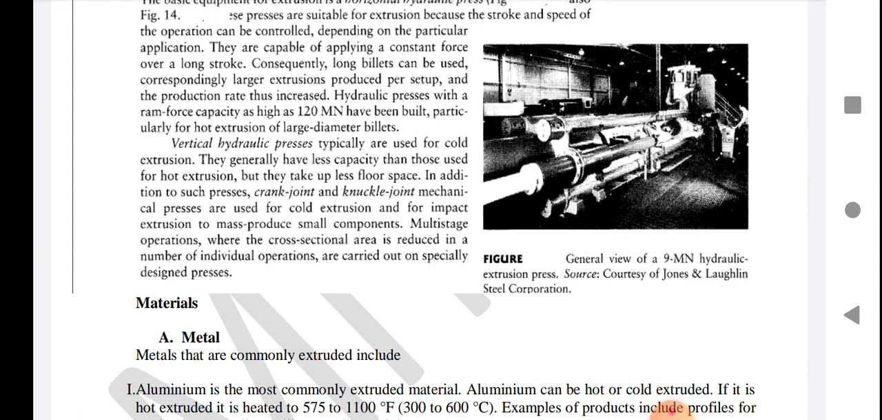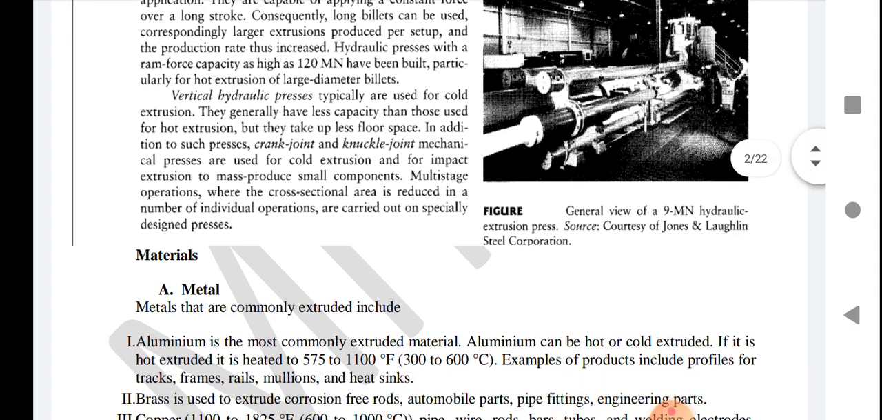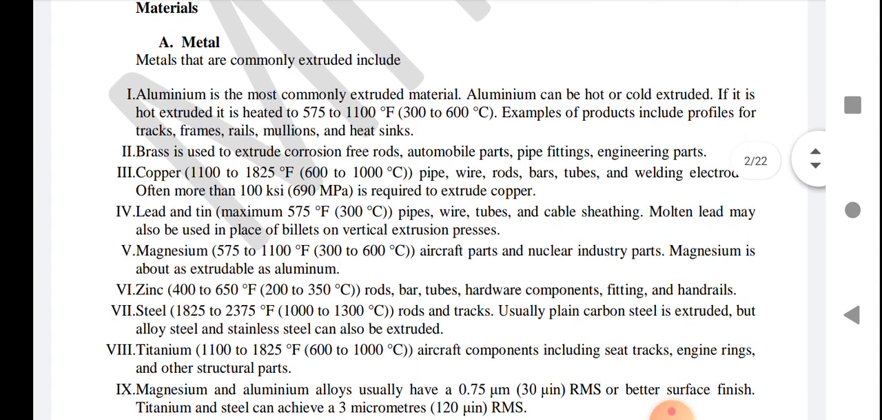They generally have less capacity than those used for hot extrusion, but they take up less floor space. In addition to such presses, crank joint, knuckle joint, mechanical presses are used for cold extrusion and for impact extrusion to mass produce small components. Multi-stage operations, where the cross-section area is reduced in a number of individual operations, are carried out on special design presses. Now the metal which is used in extrusion process: aluminium is the most commonly extruded material.